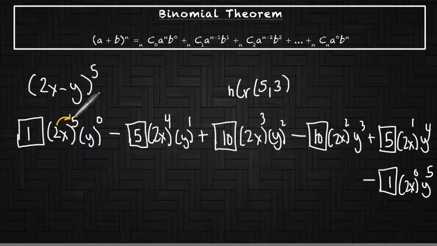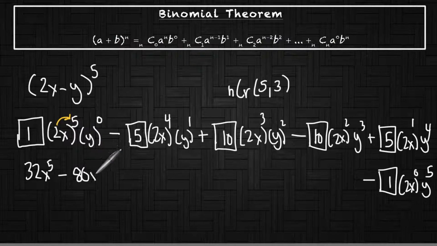So 2 to the 5th is 32 times what's in the box times 1. That's going to be 32. All right, so that's going to be 32x to the 5th, y to the 0 is 1. Okay, so now we have 2 to the 4th. That's 16 times the box times 5. That's going to be 80. X to the 4th, because you have to raise the x to the 4th, and y to the 1st.